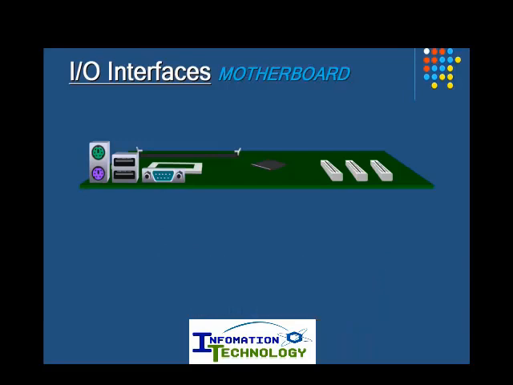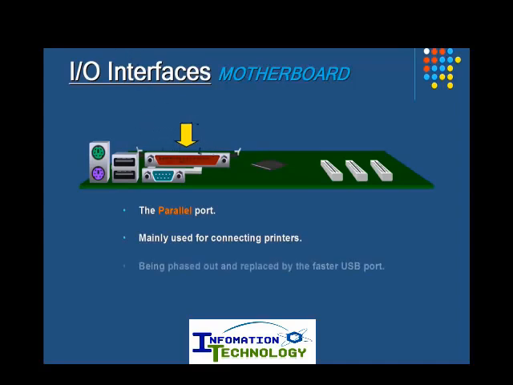The parallel port is another interface that could be found on a motherboard I/O panel. It was mainly used for connecting printers, and like the serial port, it is also being phased out and replaced by the faster performance of a USB port. It uses a wide D-sub connector known as the DB25. And unlike serial ports that send data one bit at a time, the parallel port sends data signals simultaneously over several parallel channels.